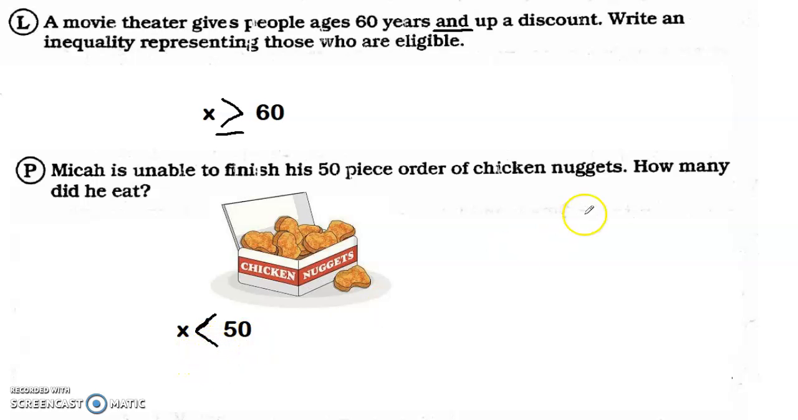And then how many did he eat? It says he did less than, right? He's unable to finish his 50 piece. So it cannot include 50. So I don't have that equal to sign here. So it's just, we know he could have done 49 and a half and then it was too much. He threw up. So that is how we solve these. You just have to read the word question and really think about what it's asking you.